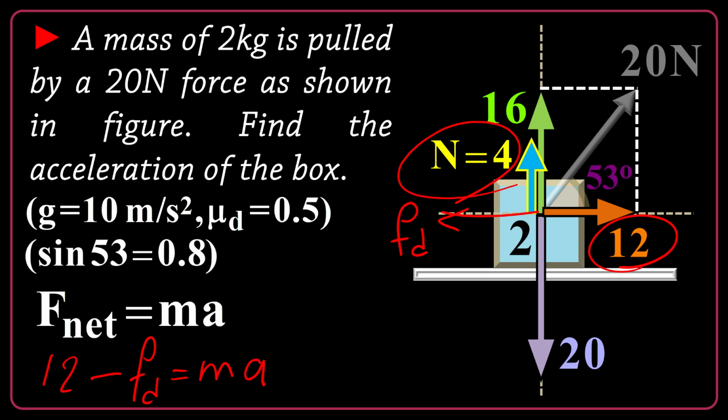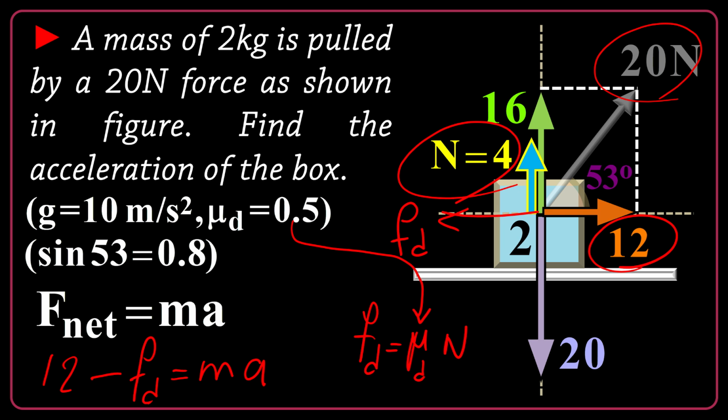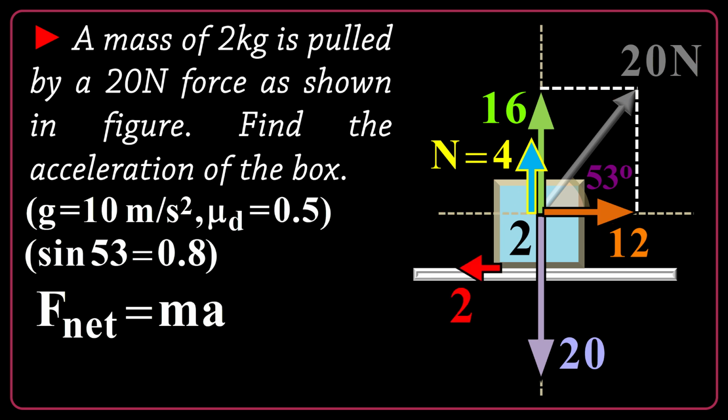For finding the dynamic friction, I need the normal force. This is why at the beginning I decomposed that 20 Newton force. Okay, how to find the friction? It's very easy. Friction is going to be mu d times the normal force. Mu d is a half, and the normal force is 4. Half of 4 is 2. So easily I can say the friction is 2.